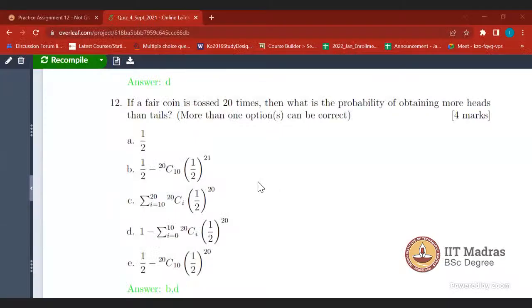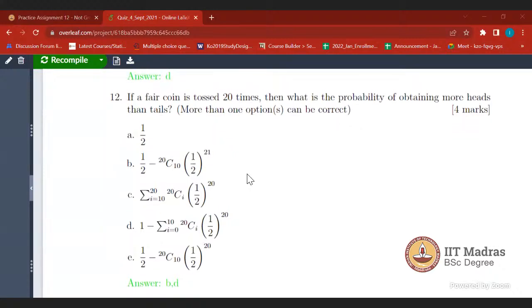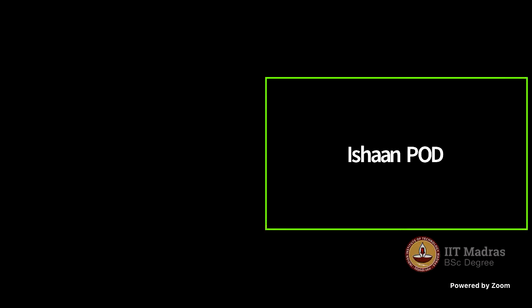Okay, so the question was something like this. A fair coin is tossed 20 times. What is the probability of obtaining more heads than tails? Yeah, more than one option can be correct. See, more heads than tails means I should get at least 11 heads, right?